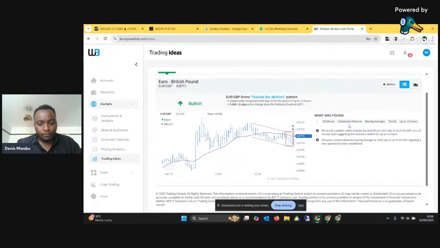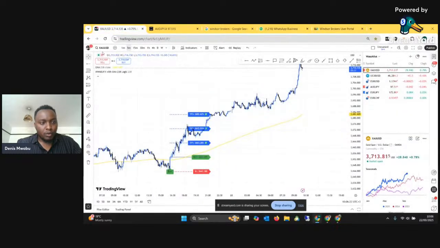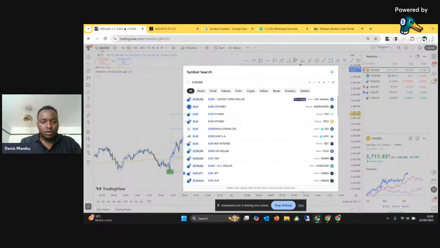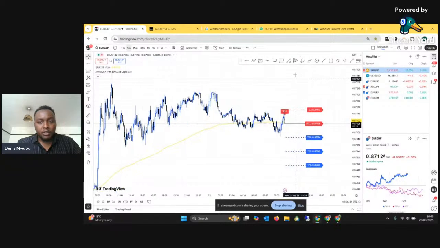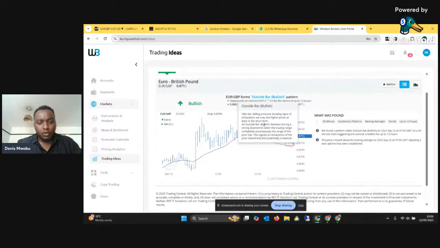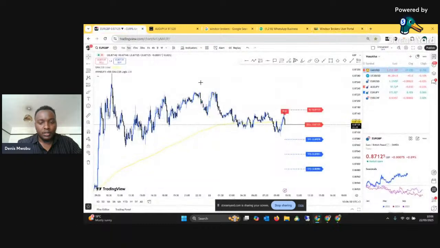Okay, so here you can see the first trade idea that you're being given is a Euro GBP trade idea. So on this Euro GBP, what I look at is, if I am being told to buy Euro GBP here, I'm being told it's bullish because we are having an outside bar on the 30 minutes time frame. I also want my BMM version 2 to give me the same coordinates, to give me the same buy.